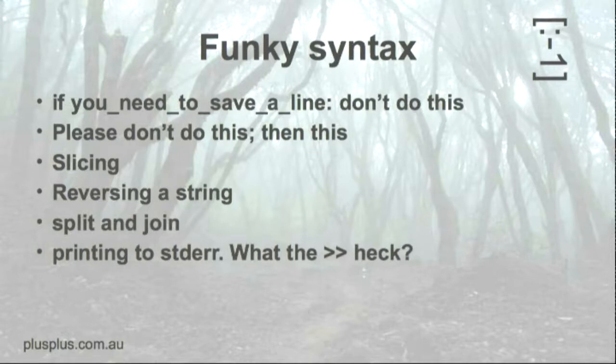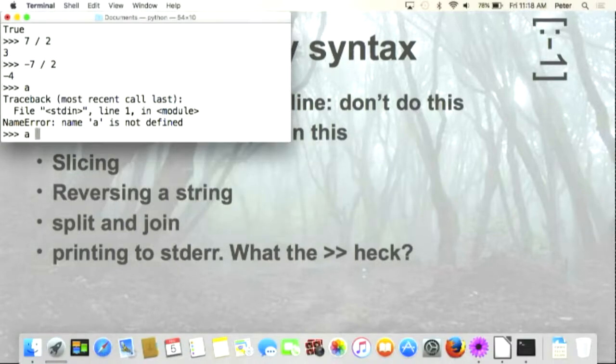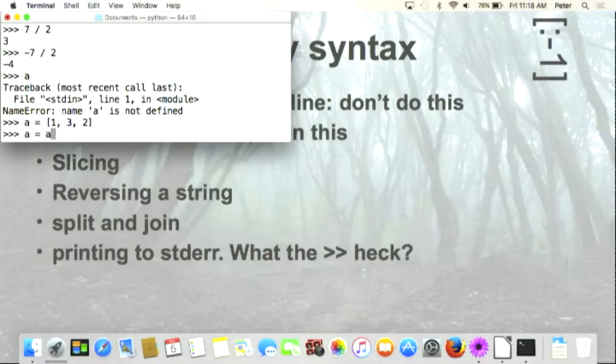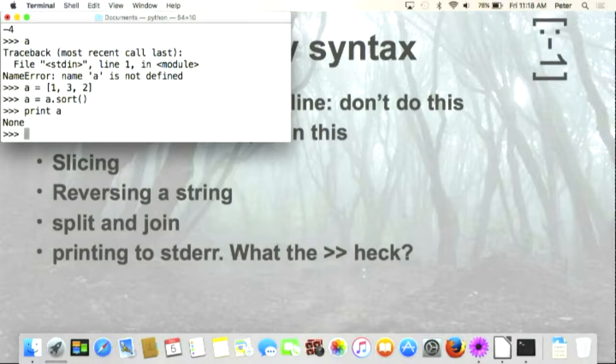And in Python 2, the double angle printing to standard error is what? Now, let me go back to my list. Have I still got a list? No. Let me go and get a list, 1, 3, 2. Let me go and sort that. Yep, good, must have worked. And let me go and look at the object. Where's all my data? That's called free.